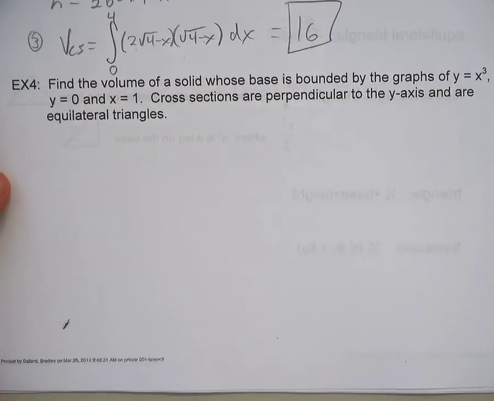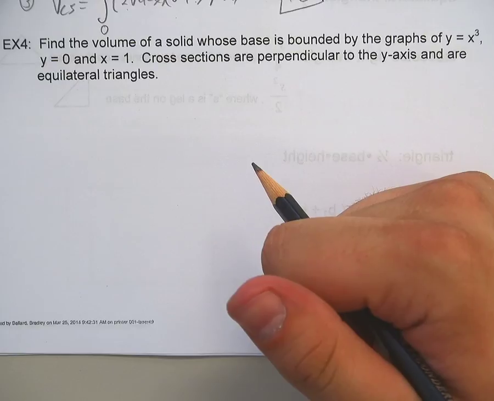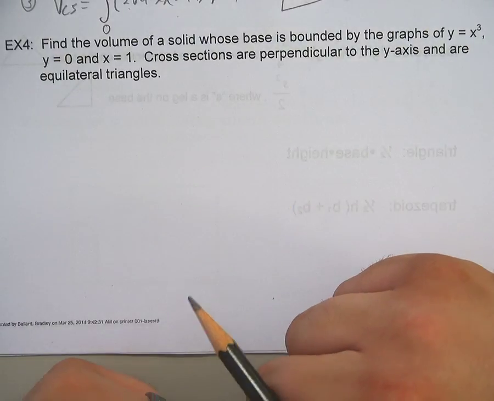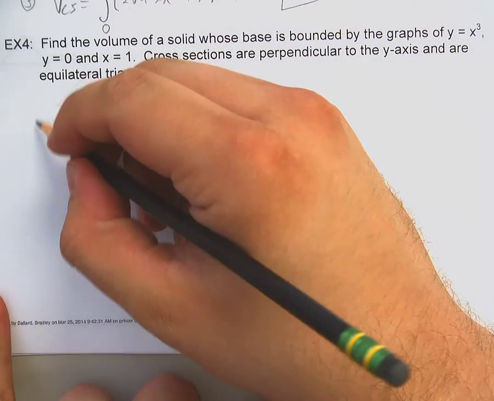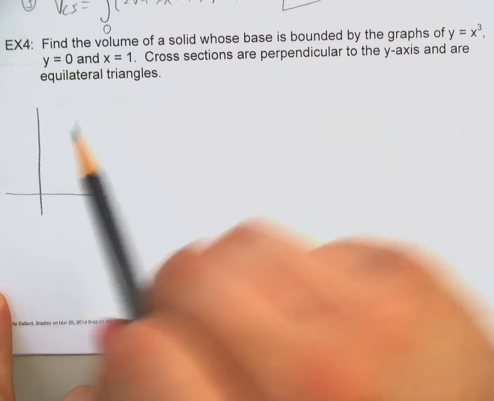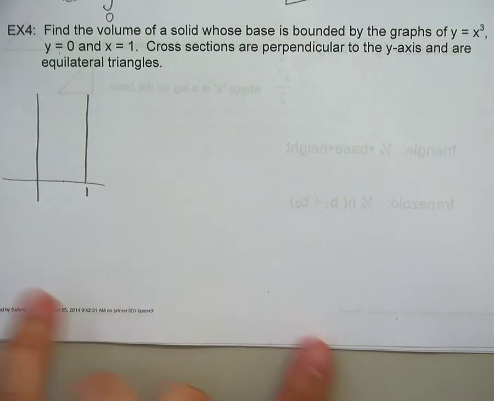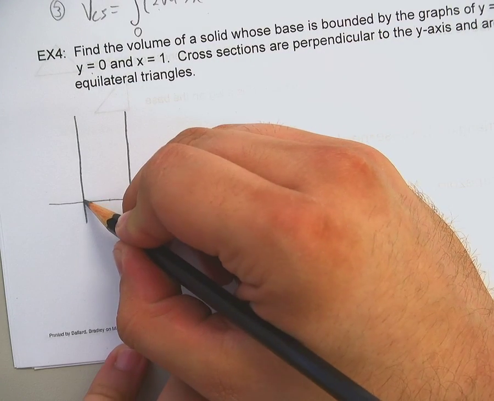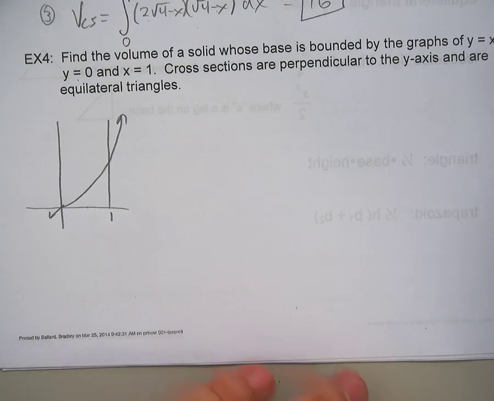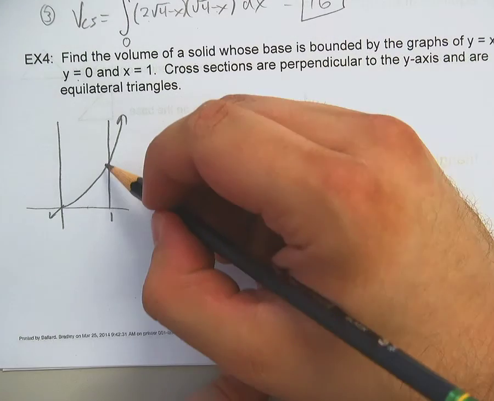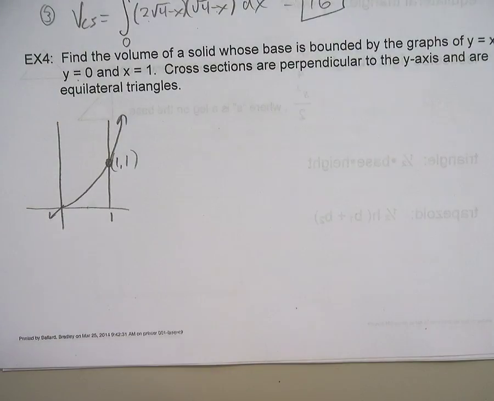All right, one more here. Find the volume of a solid whose base is bounded by the graphs of y equals x cubed, y equals 0, and x equals 1. Let's draw it first. y equals 0, x equals 1, and x cubed, which does something like this. Then it pops down over there. Remember that guy? And they come together here at the point 1 comma 1. Obviously 1 cubed is 1.